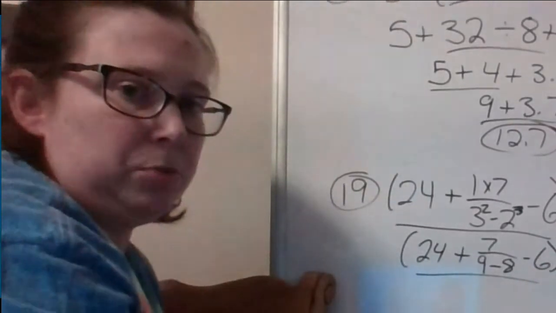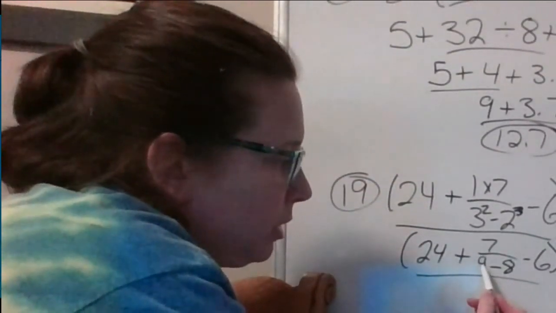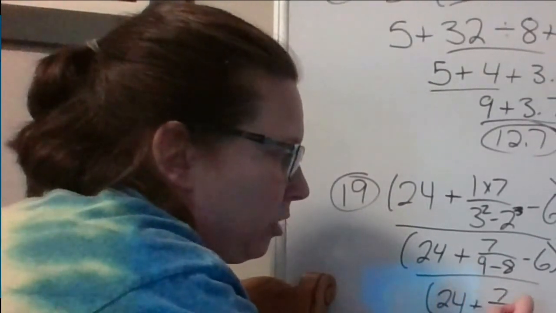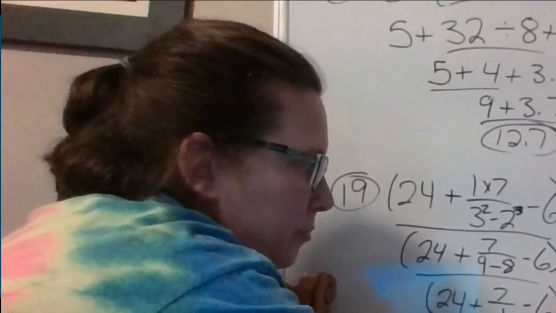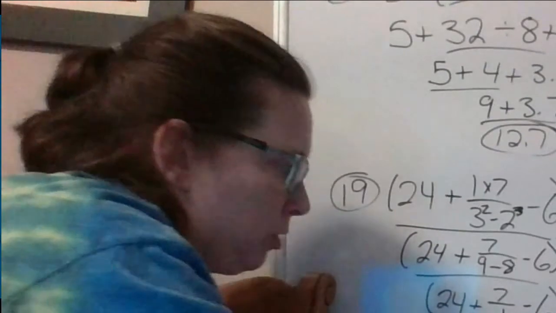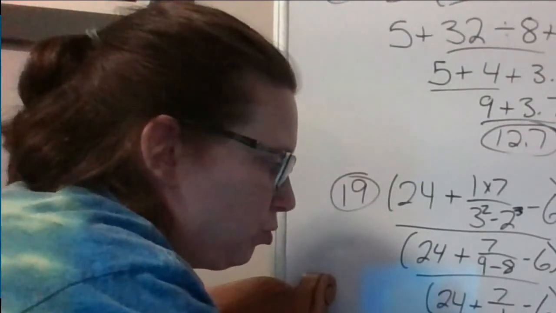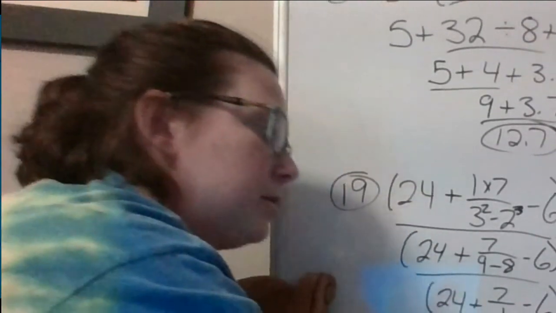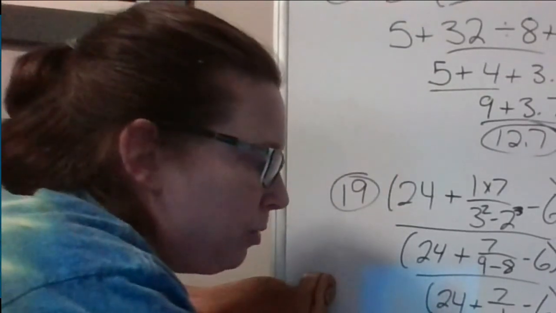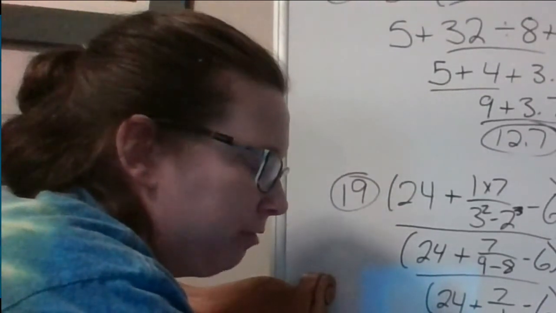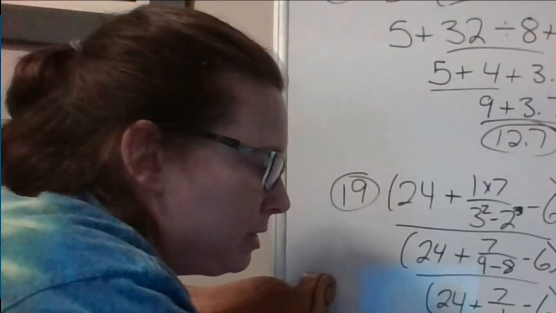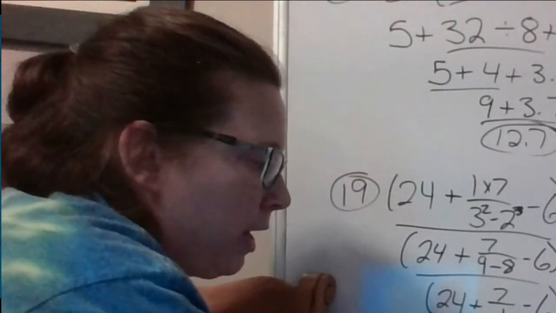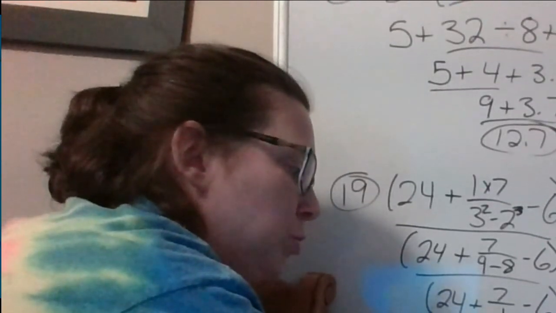We're still working on those parentheses because we need to come in here and we need to do 9 minus 8 next, which is 1. Still working there. We have a division, 24 plus 7 minus 6. Still working in the parentheses. Now we have addition and subtraction in here. That's all we have left. So we can add 24 plus 7, which would be 31. And then we're subtracting 6 more, so we'd have 25.